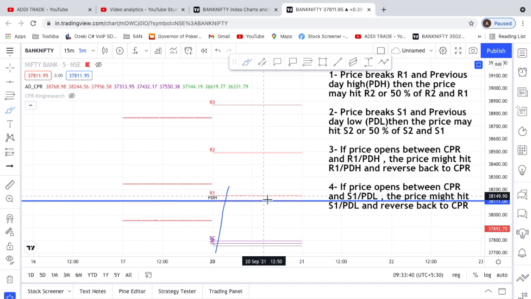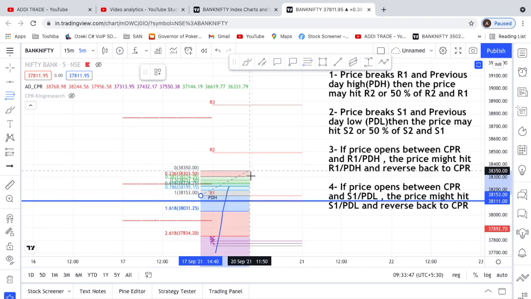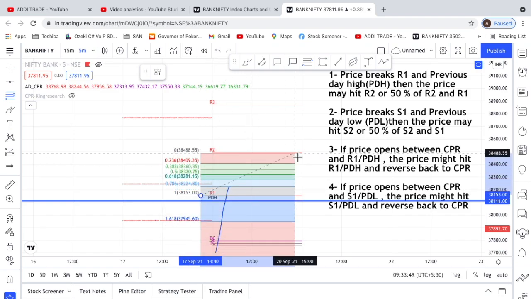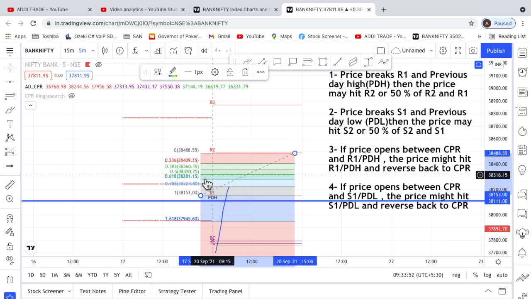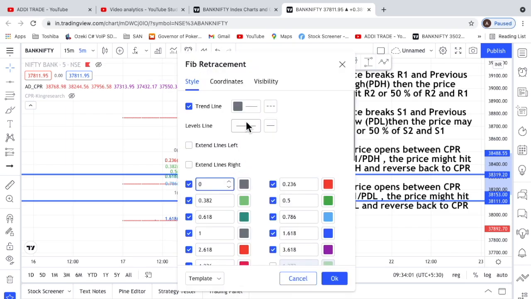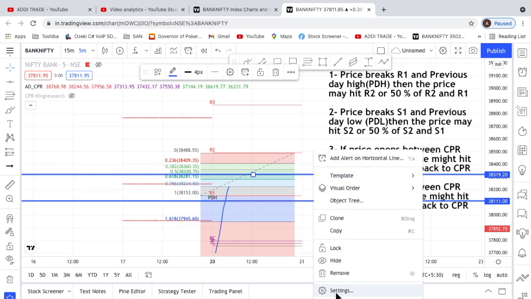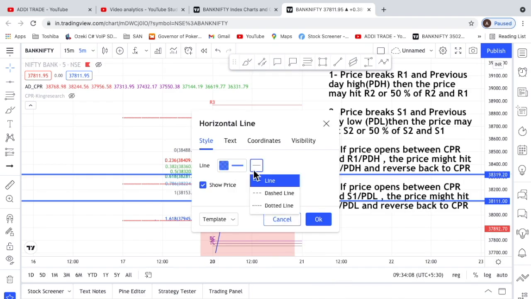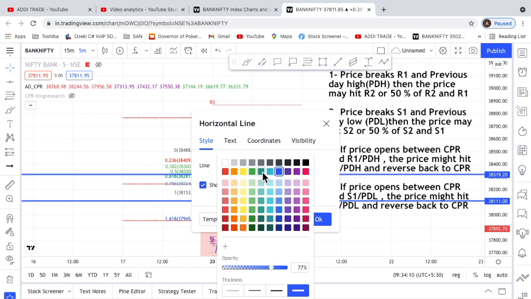Nothing but exactly half of this. You can manually calculate it, or you can just use simple Fibonacci retracement. You just drag from R1 to R2. You will get this 50% mark, right? This 20, 30, 50. Yeah, you can just mark this. You can mark a line and change it part of the target as red.